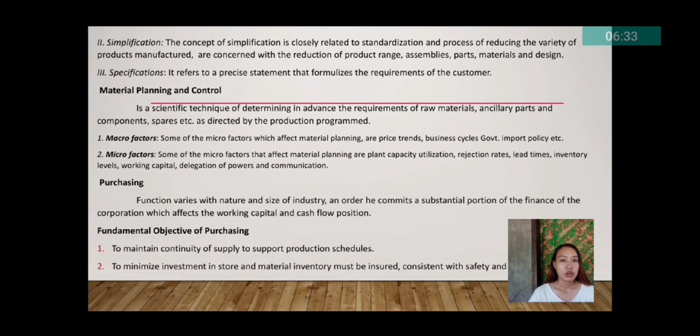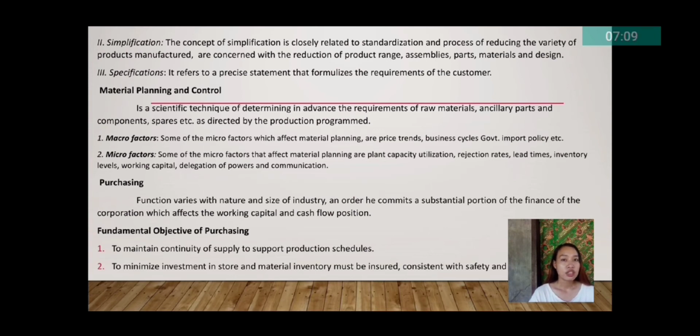Material planning and control. It is a scientific technique in determining in advance the requirement of raw materials, ancillary parts, components, spares, etc. as directed by the production program. So, sa material planning and control, isa yan ka technique na mag-determine ng isa ka raw materials ng product na magkaroon siya ng biggest or mataas na production.